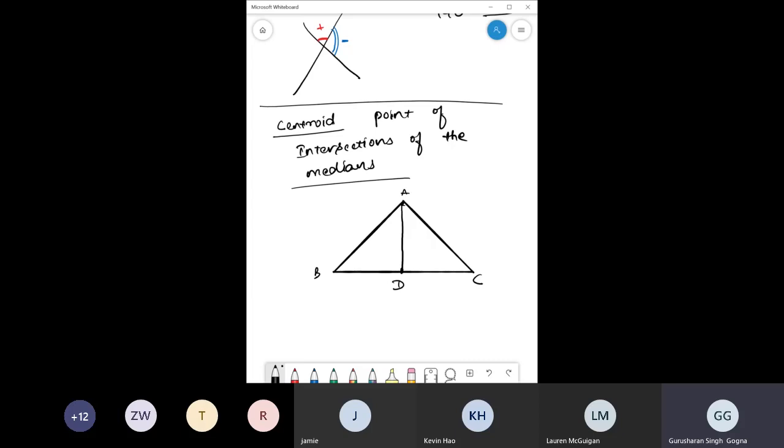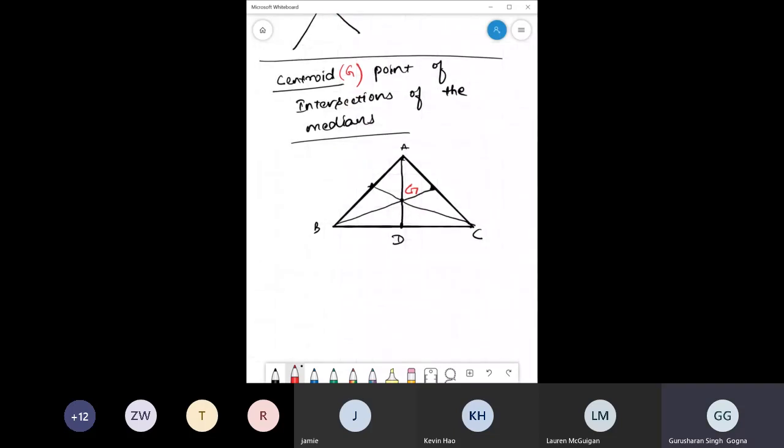Similarly, I can connect B to the midpoint of the opposite side, and C to the midpoint of the opposite side, which is AB in this case, isn't it? So there are a total of 3 medians which you can draw from each of the vertices, and wherever they intersect, this point is called the centroid, or I should say G maybe. Okay, so G is the centroid of the triangle.